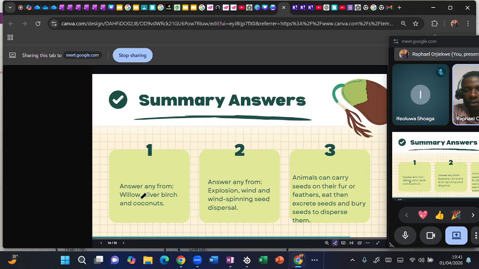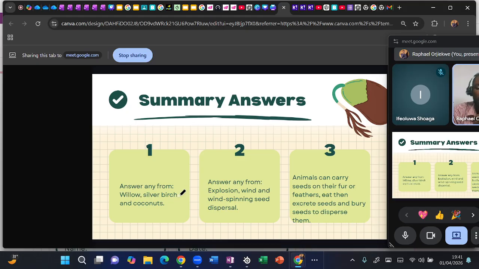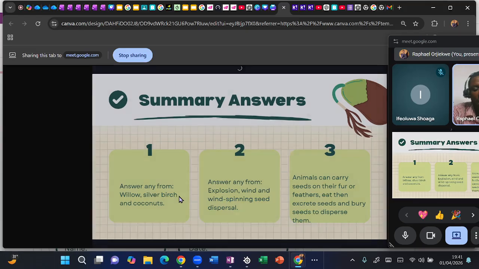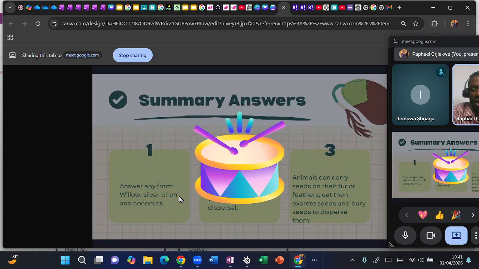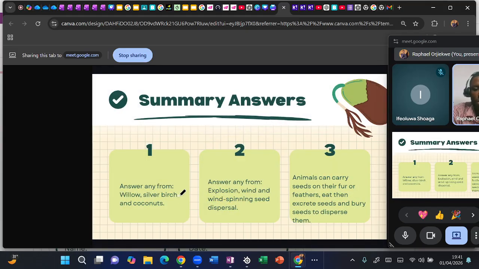Yes, so the first one, coconut. Okay, I will give a drum roll for that. The second one is explosion, wind, and water spinning. Take note of those three.